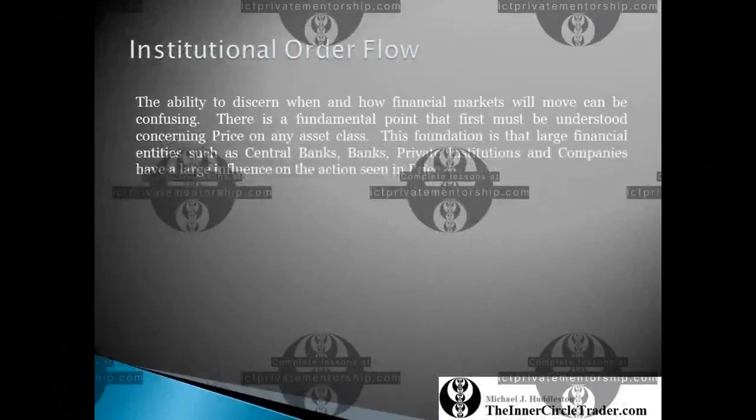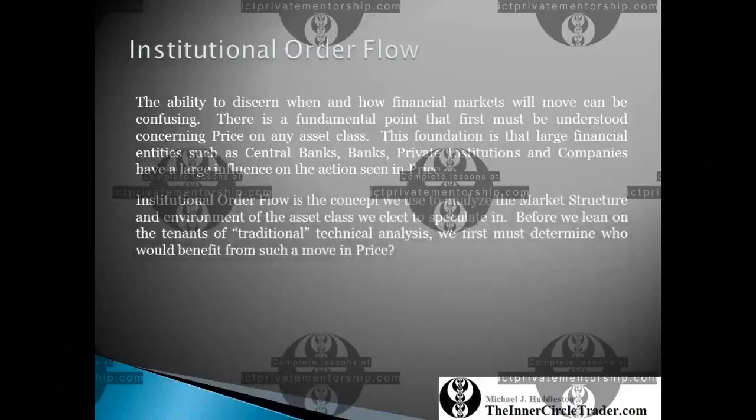The ability to discern when and how financial markets will move can be confusing. There is a fundamental point that first must be understood concerning price on any asset class. This foundation is that large financial entities such as central banks, private institutions, and companies have a large influence on the action seen in price. Institutional order flow is the concept that we analyze the market structure and environment with on any asset class that we elect to speculate in.